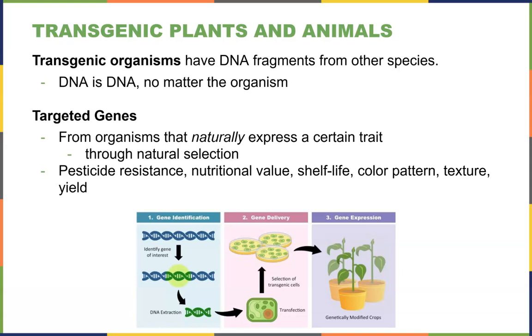So pesticide resistance, nutritional value, like golden rice, that's one to look up. Shelf life, like a flavor saver tomato. Color pattern we can do, texture, how many are produced. So like corn creates 2 ears per stalk. Would be great if we could double that or triple that and create more per stalk. So these are the types of things that we're interested in just for agriculture purposes.